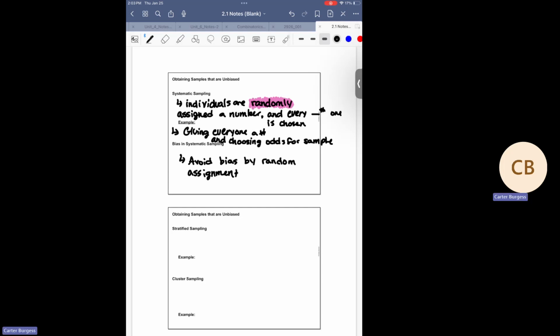But this doesn't really fix the issue that we were running into before of like, what if I give everyone a random number and then all the girls happen to get evens and all the guys happen to get odds? Not very likely, but certainly possible. So this isn't like better than a simple random sample. It's just a fancier simple random sample.